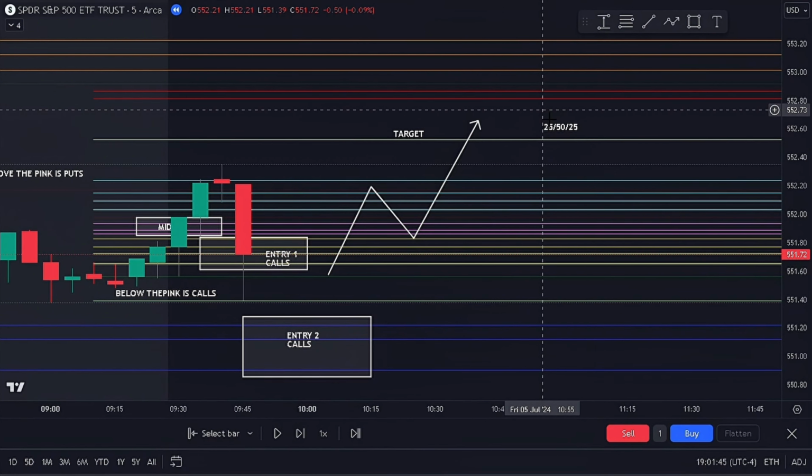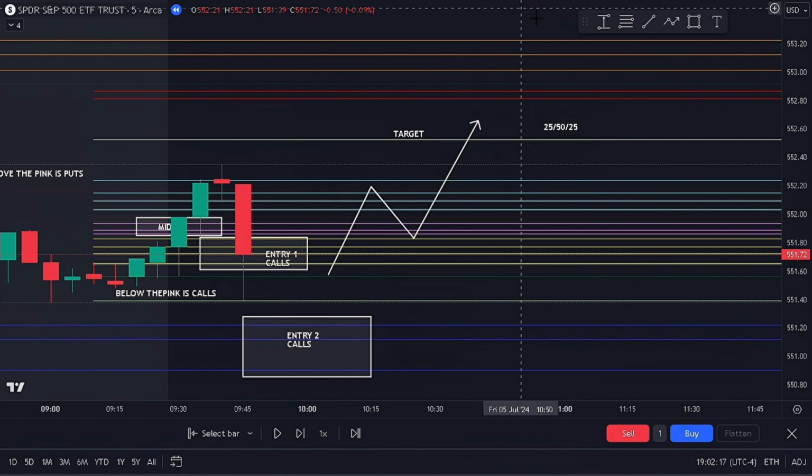So entry 1, we got 25% of our position. Now, if it goes to the target, always, and this is another recommendation, you don't have to, but always sell 80% of your position and leave some runners just in case we continue to trend up.